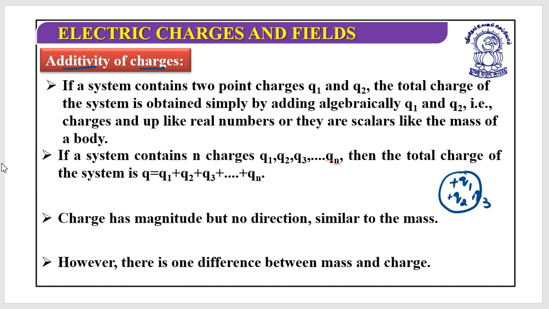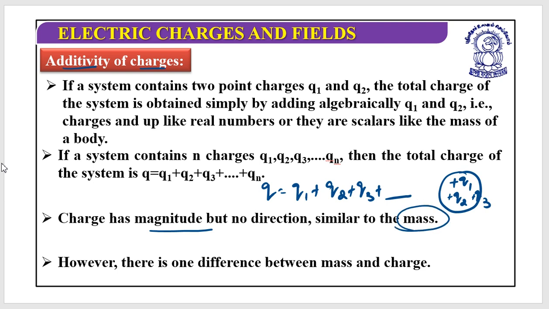Then the total charge on this system would be equal to Q1 plus Q2 plus Q3 and onwards. So we just need to add them algebraically because these are scalar quantities that we have defined in previous slides. So charges have a magnitude only, they do not have a direction.